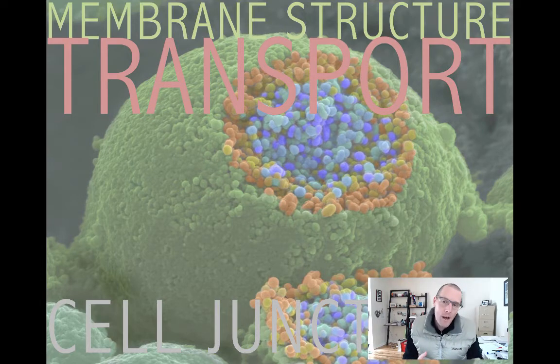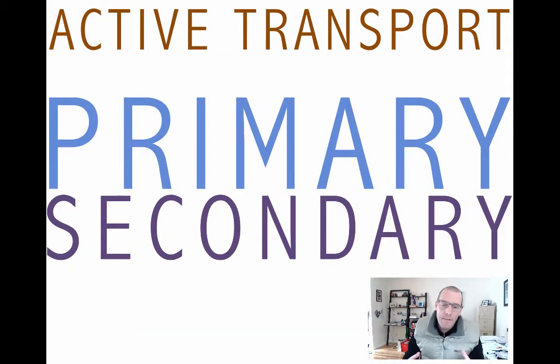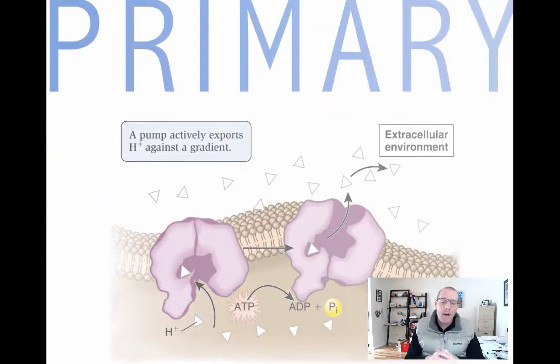When we were talking about simple diffusion and facilitated diffusion, those are passive mechanisms, and so they don't require an input of energy beyond which exists in a chemical or electrochemical gradient. Active transport, on the other hand, is doing work and therefore requires an input of energy. Now the energy can come in two forms, and this gives us the language of primary active transport and secondary active transport. Primary is pretty straightforward, so let's take a look at that first.